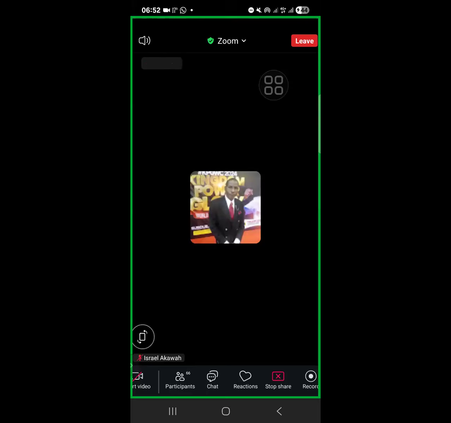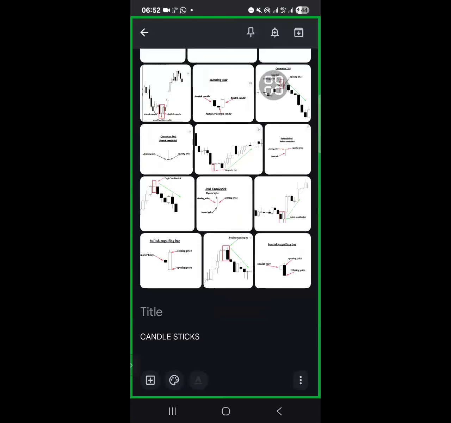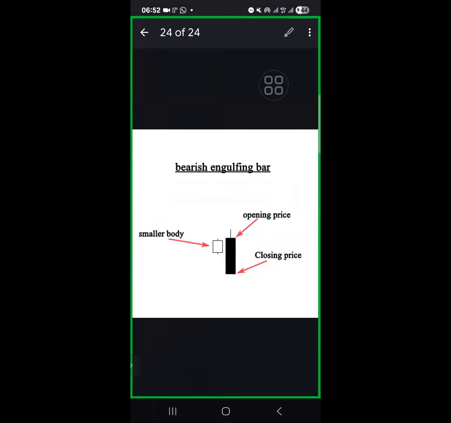One of the chart patterns that you are going to find when you are doing your technical analysis is this pattern that is called engulfing bars. We need to go slowly here. We want to look at a pattern called engulfing bars.